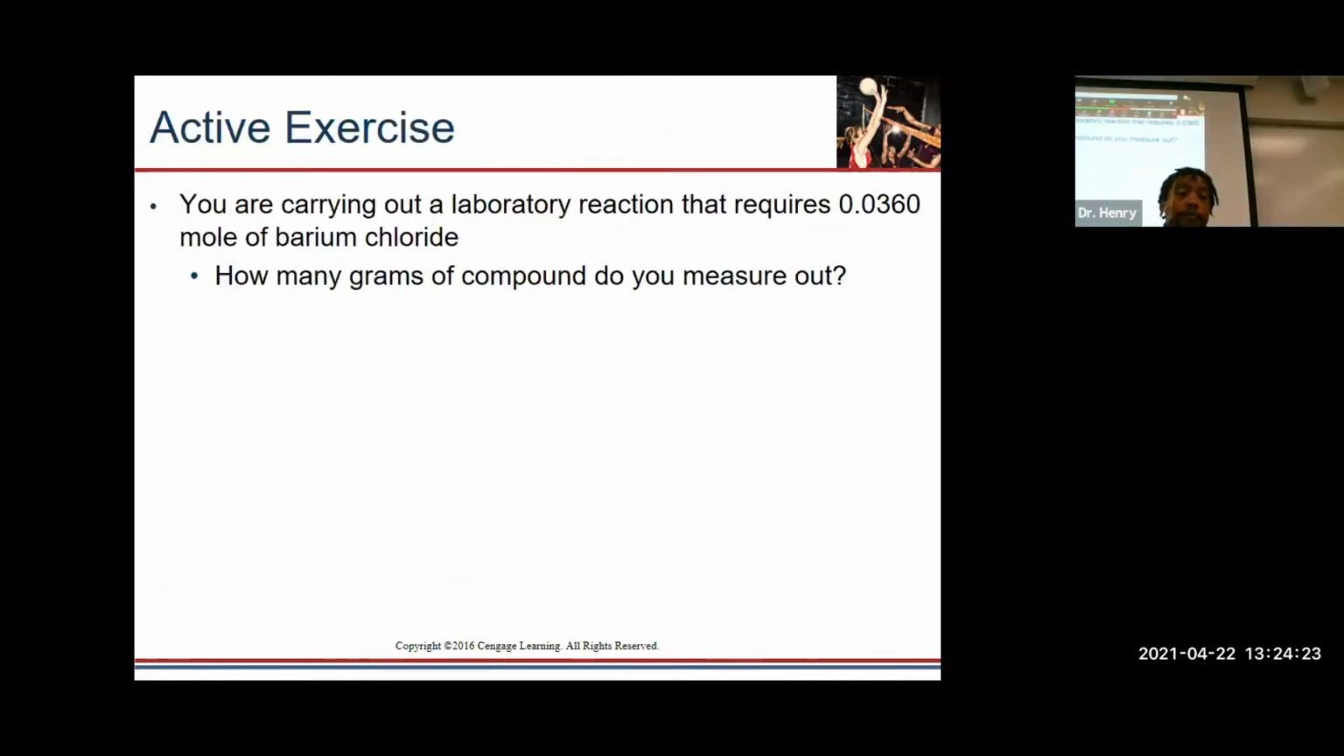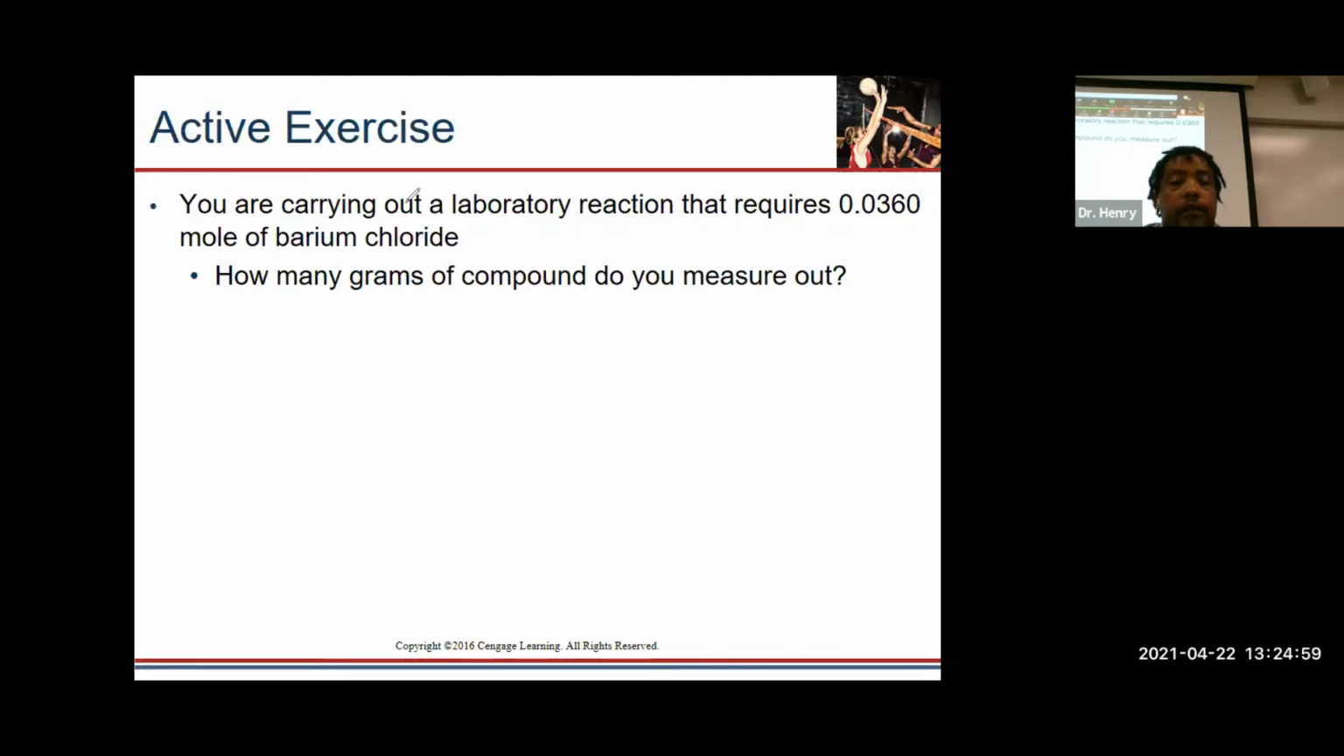Now that you know how to do molar mass, we can actually calculate based upon the number of moles. If we know how many moles we have, we can calculate how much something weighs in grams. So you're carrying out a lab reaction that requires 0.0360 moles of barium chloride. How many grams of the compound do you measure out?